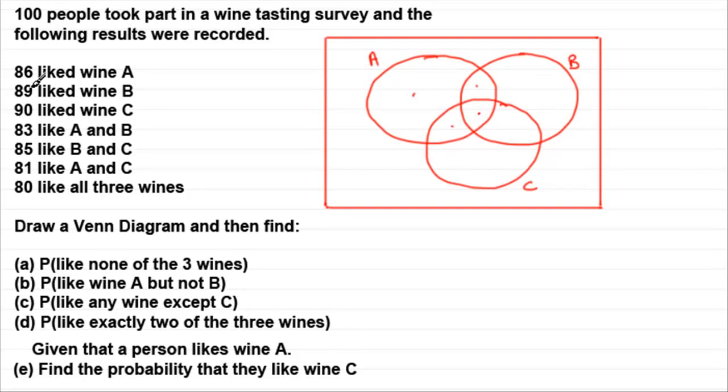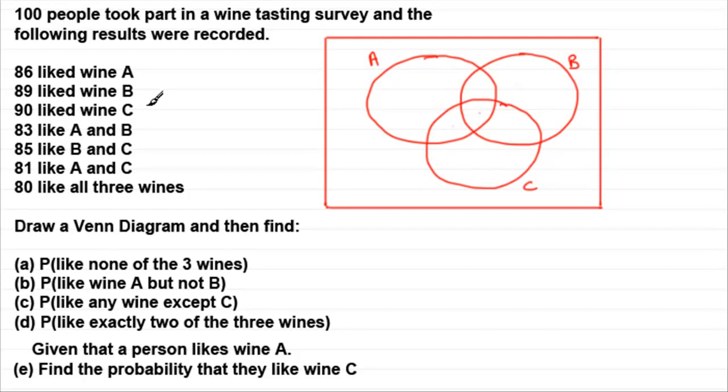Similarly, it says 89 like wine B, and that means that essentially this region, this region, this region, and this region should total 89. Again, you shouldn't write 89 in here. That's 89 just like wine B. And the same argument applies when we look at 90 that liked wine C. Okay?